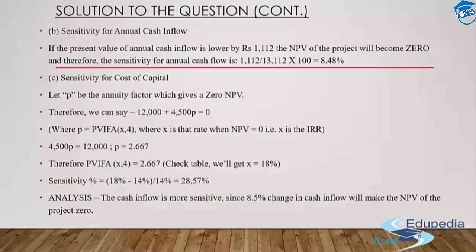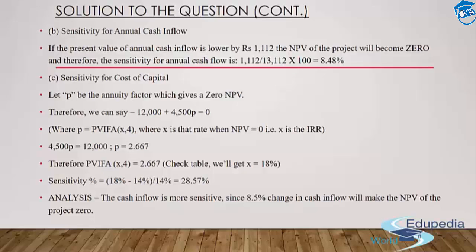So how sensitive is my annual cash flows? Again, that is very simple. 1,112 rupees is my difference in that particular case. I'll divide the same with the annual cash flow amount, which is 13,112 rupees, and multiply it with 100. I'll get a figure of 8.48%. And it simply means if I change my annual cash flow by just 8.48%, then my NPV is gonna be 0. So this is about the sensitivity of annual cash inflow.